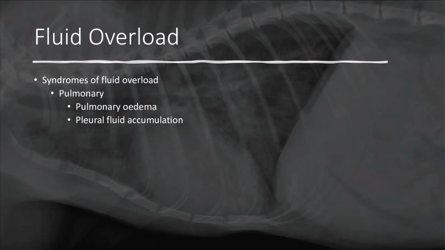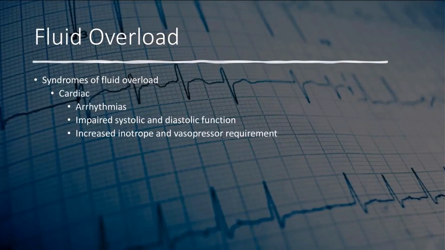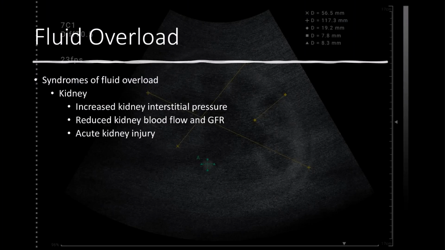The symptoms of fluid overload in the lungs would be pulmonary edema, characterized symptomatically by usually an increase in respiratory rate, or you might get an increase in pleural fluid accumulation. You might be able to detect fluid with a lung ultrasound as well. In the heart, symptoms of fluid overload might include cardiac arrhythmias and maybe an increased requirement for positive inotropes and vasopressors to help maintain normal systolic arterial blood pressure. Or if you're evaluating cardiac function with an ultrasound, you might see impaired systolic or diastolic function as well.